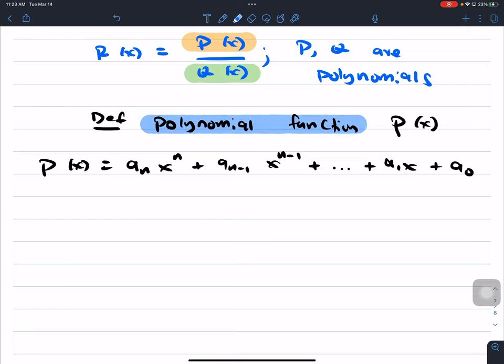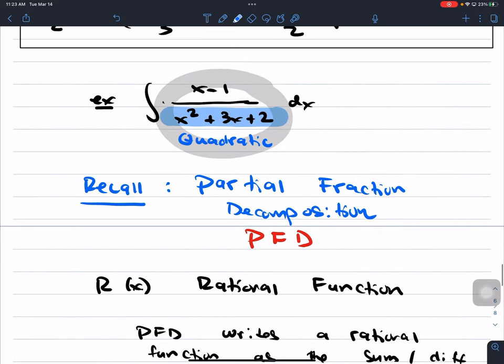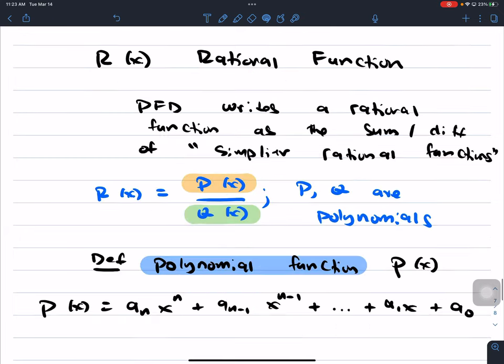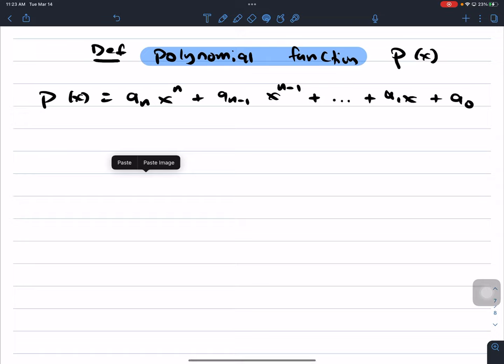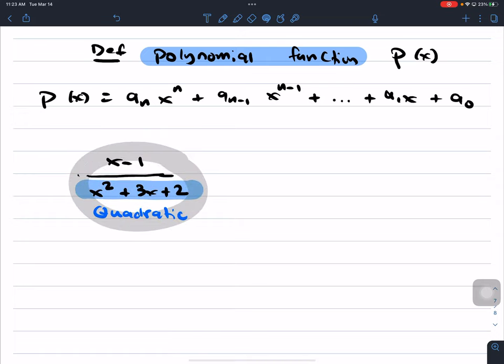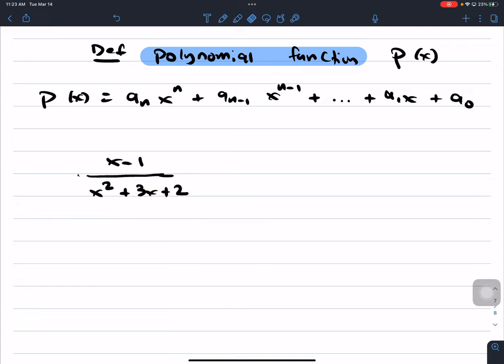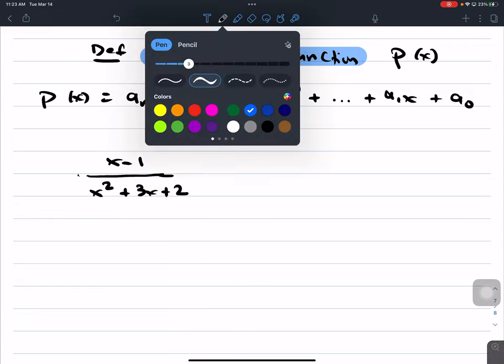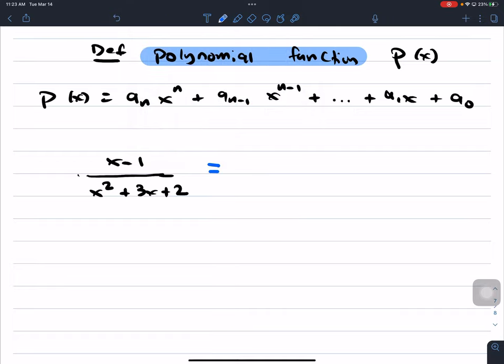That's a polynomial function. So what you're looking at when I say this here, yes, the denominator is a quadratic. The numerator is a linear function. We could use partial fraction decomposition to write this as a sum or difference of two simpler rational functions.